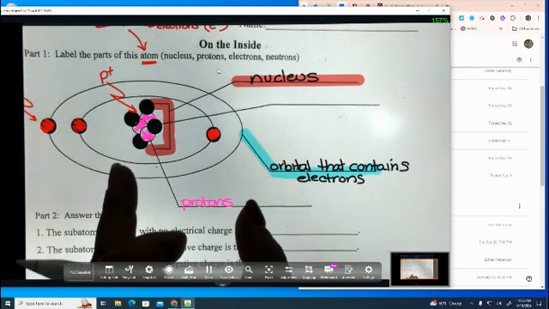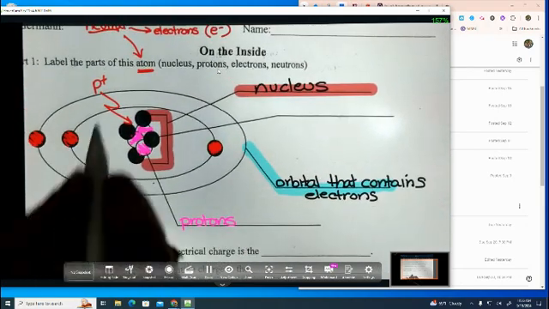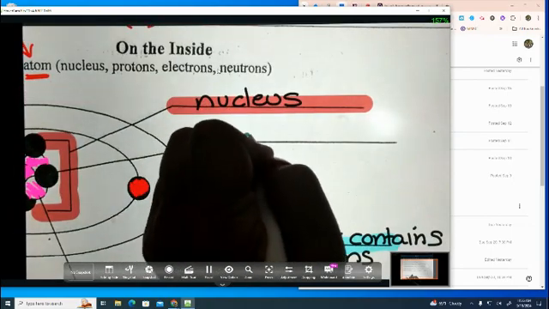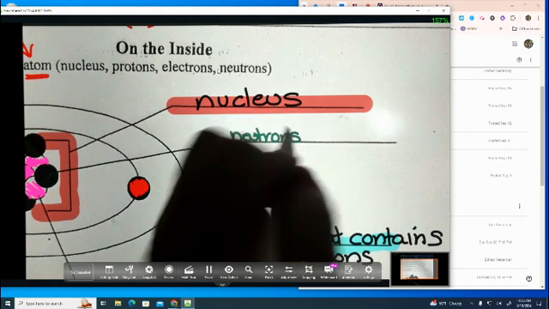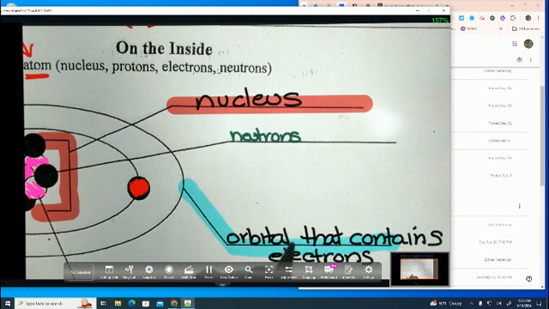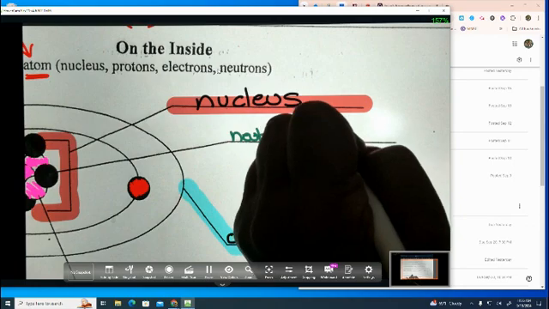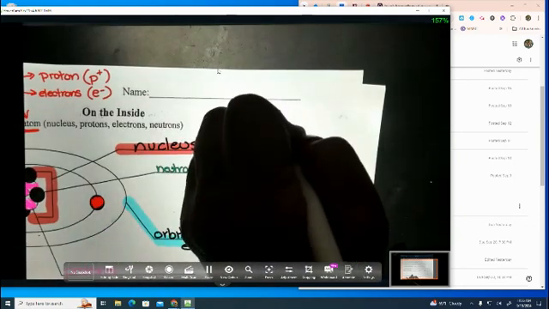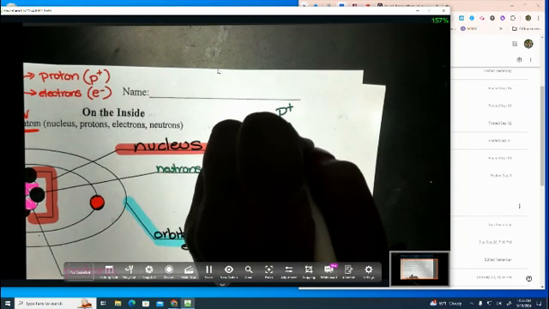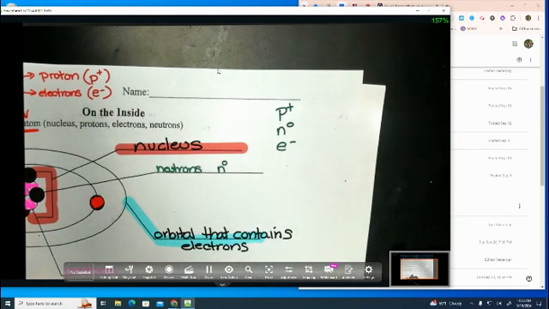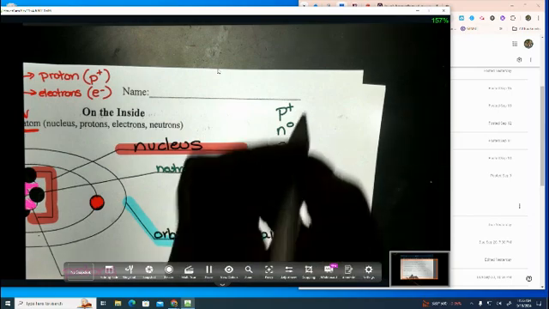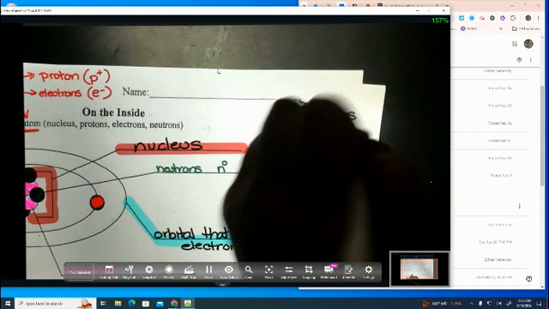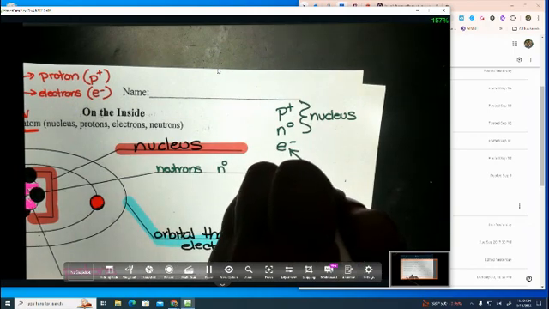Now, what are the black ones? Neutrons. I'm going to do it in green just because I feel like it. These are neutrons. And what's the symbol for a neutron? N with a little 0, because they have no charge. So protons were positive, neutrons are neutral, electrons are negative. The protons and the neutrons are in the nucleus, and the electrons are in the orbitals.